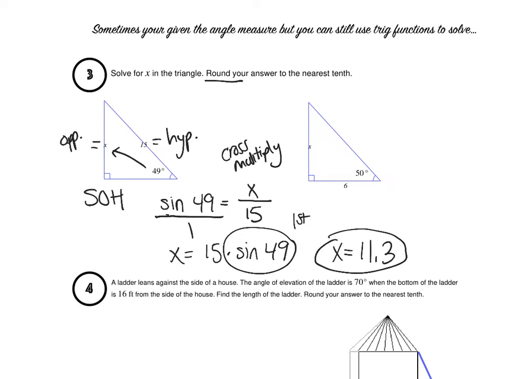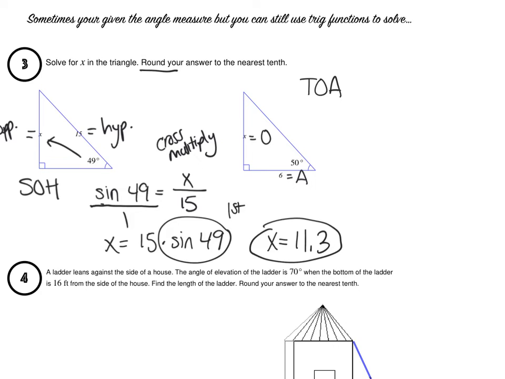So let's try this next example. Again, x is across from the 50, so that is O, the opposite. And 6 is next to the 50-degree angle, so that's called adjacent. So that's A. The only one in our trig functions that does opposite over adjacent is tan. So we're going to set up our equation.